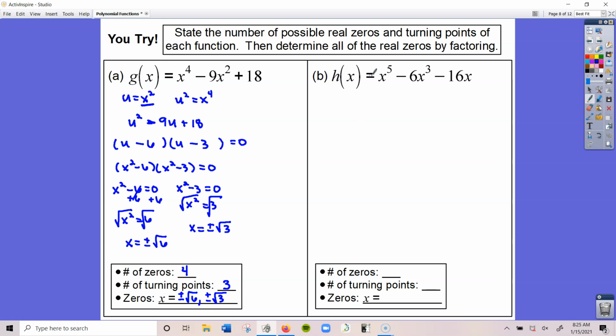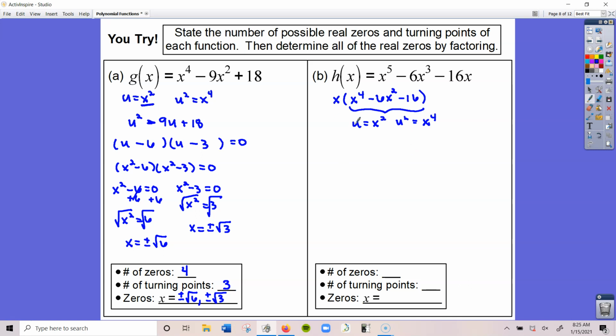For b here, we have h of x is equal to x to the 5th minus 6x to the 3rd minus 16x. First, I notice that every single term has an x in common, so I would first factor out that x. And that would give me x to the 4th minus 6x squared minus 16. What we have inside the parentheses is written in quadratic form. So for this section, we are going to use u is equal to x squared, and u squared is equal to x to the 4th.